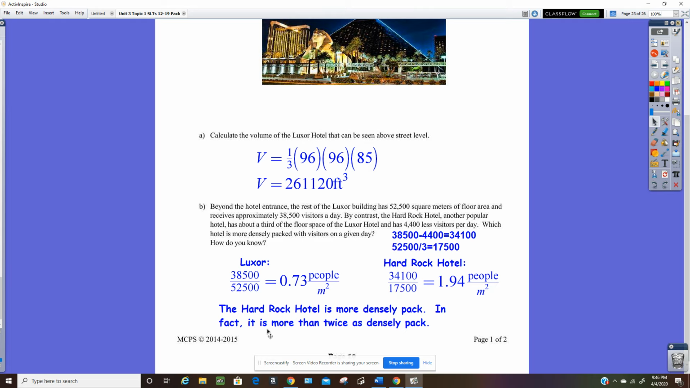In fact, it's more than twice as densely packed. So twice this number would be about 1.4. So the Hard Rock Hotel is more densely packed by about a factor of 2.